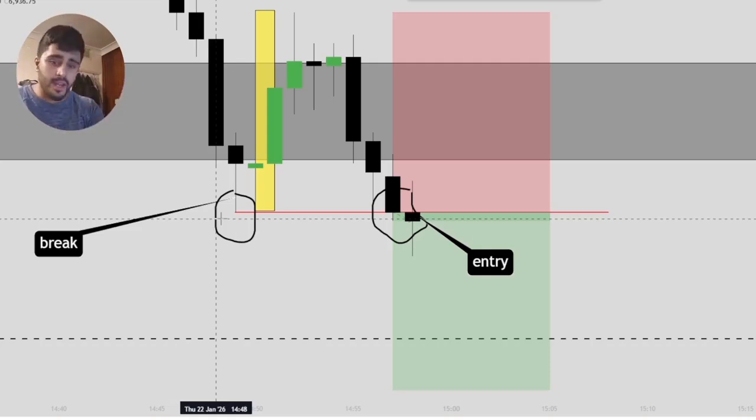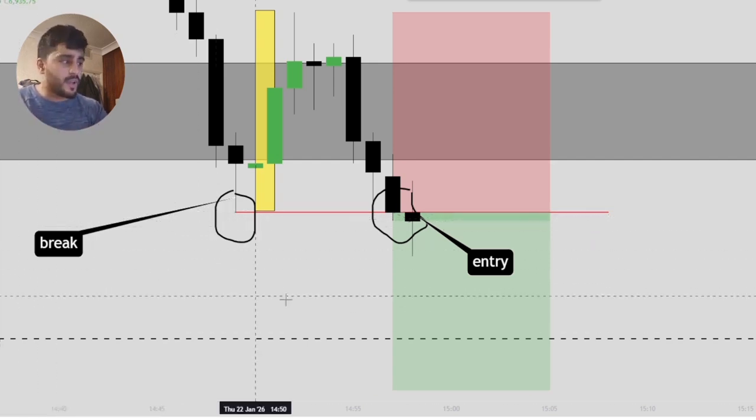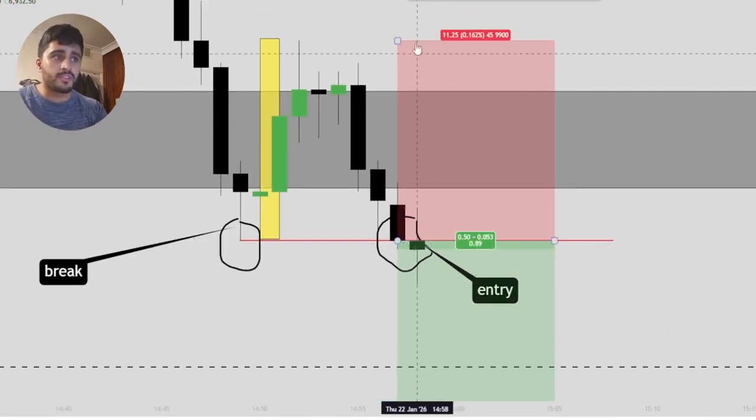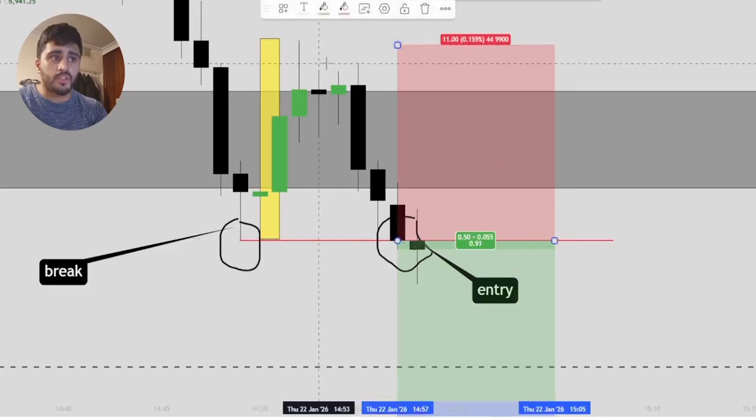It doesn't matter whether it's a wick, whether it's a body, whether it's a blue candle, red candle, green candle, any candle. It doesn't really matter. This is the break candle. This is the entry candle. And so I had my stop loss above here, or just in this region.